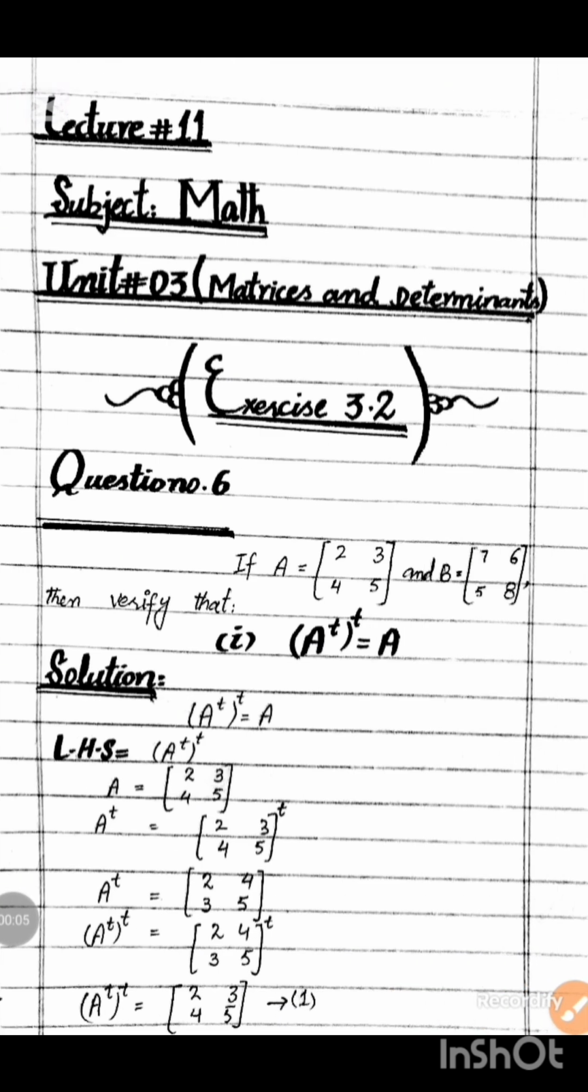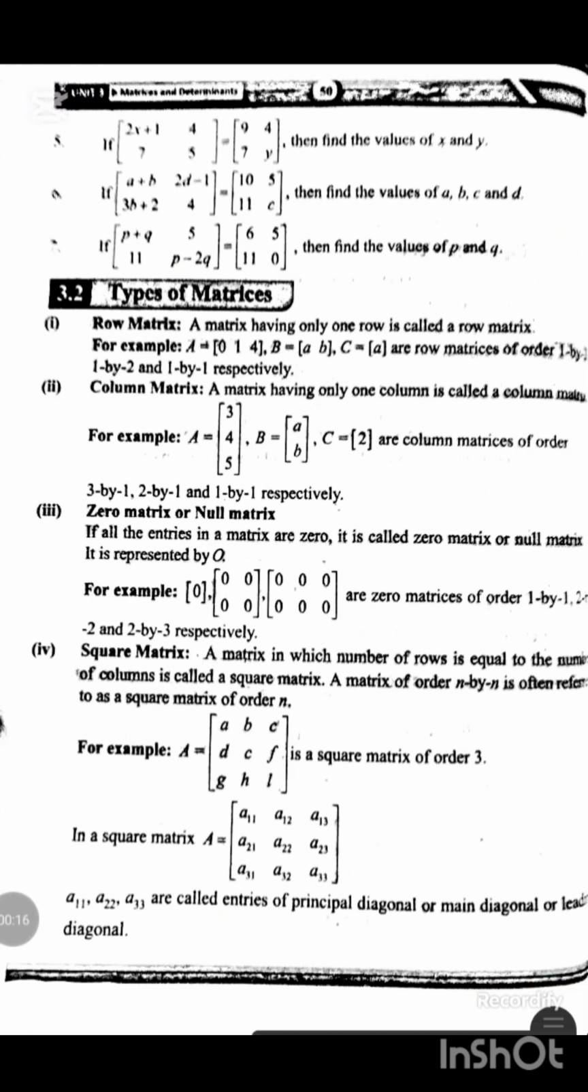We have lecture number 11, unit number 3, matrices and determinants. Before starting our exercise 3.2, we have to discuss different types of matrices. So I am going to explain different types of matrices.